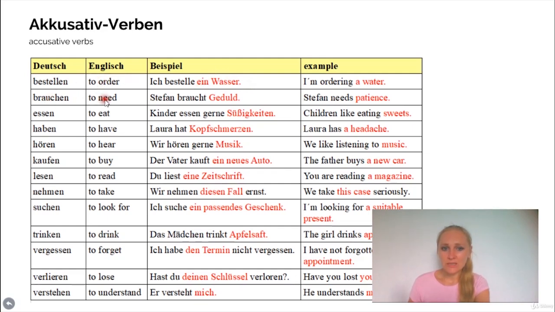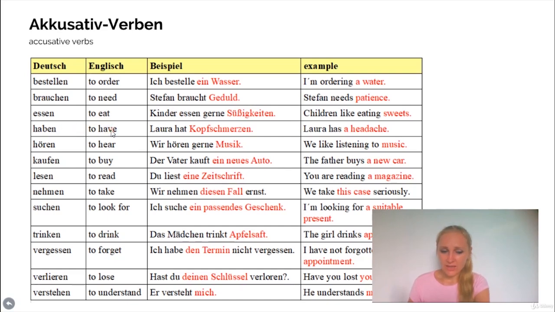Brauchen means to need. Stefan braucht Geduld. Stefan needs patience. Geduld is the accusative object here. So all the red marked words here are all accusative objects. Essen, whatever you eat, is an accusative object. Kinder essen gerne Süßigkeiten. Here that's the accusative object because this is what children like to eat.